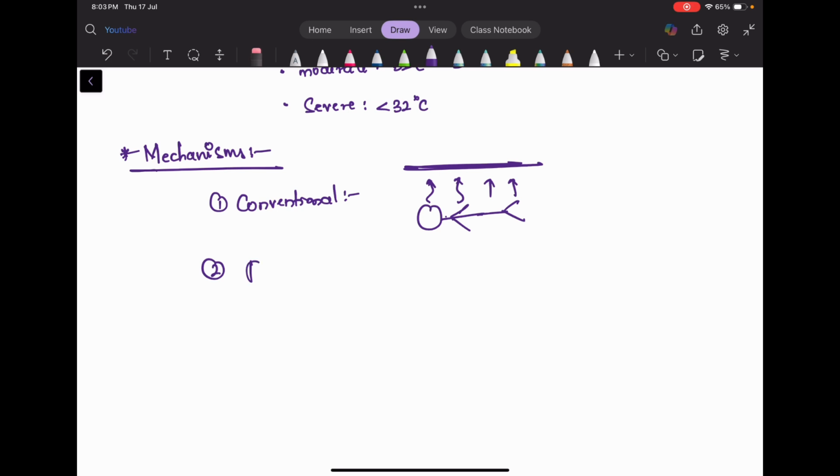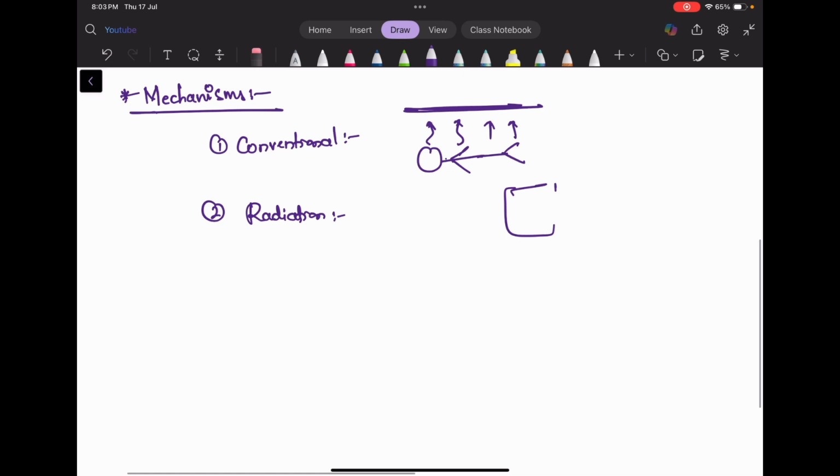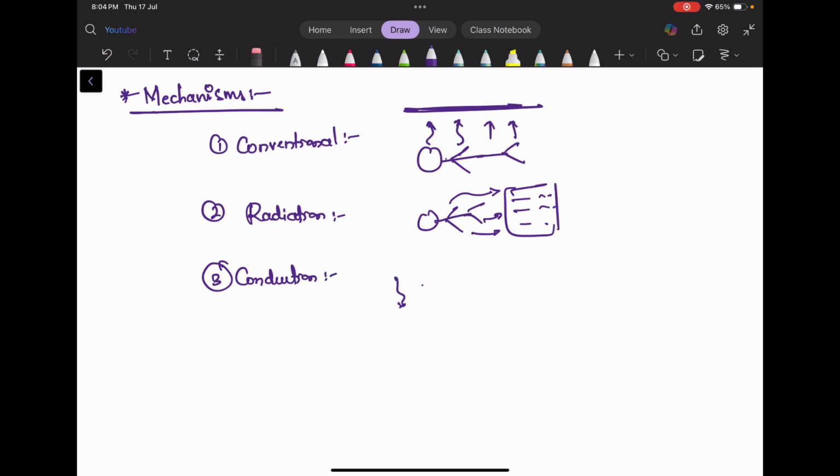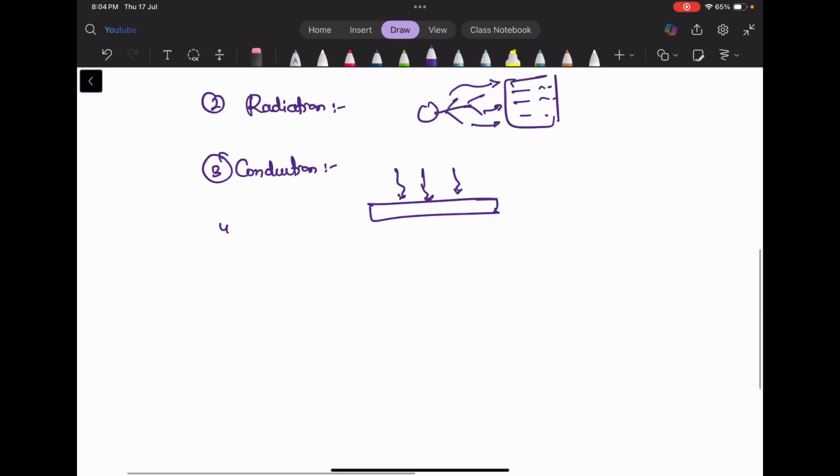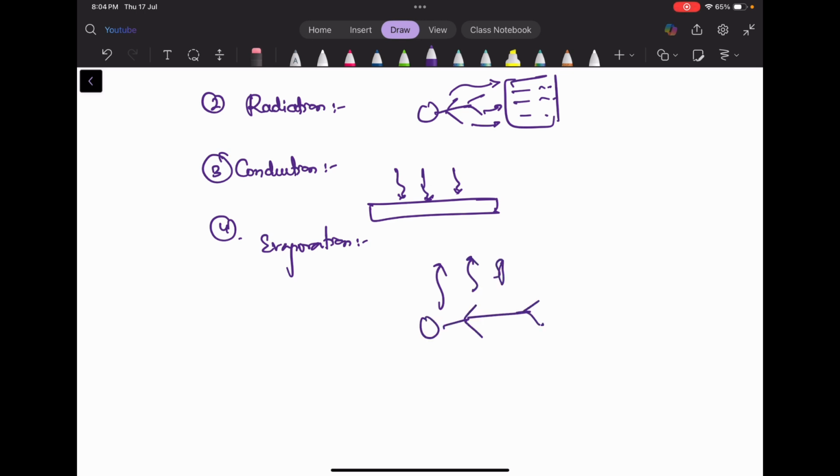Then we have radiation, where the instrument lies a bit far and the baby will be here. Then we have conduction. Yeah, this is very basic physics. It passes from the above to the lying down surface. Then we have evaporation. No need to explain, I guess. Like this. Baby lies here, okay? Don't get confused.